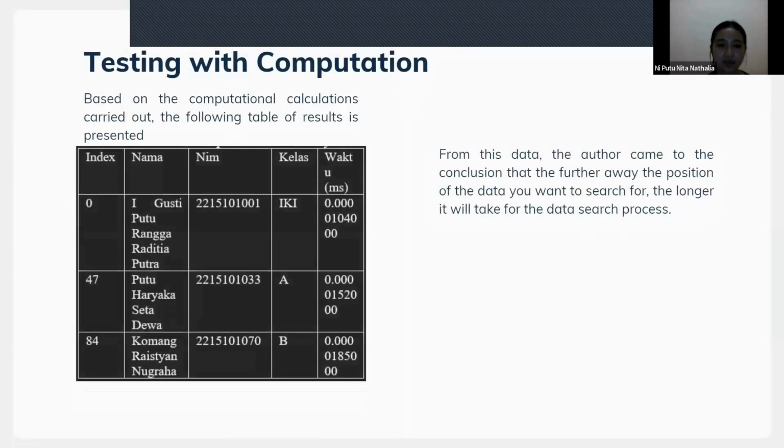Next is testing with computation. Based on the computational calculation carried out, the following table of results is presented. We can see that there are 5 parameters: index, name, student ID, class, and the time spent to search that data.